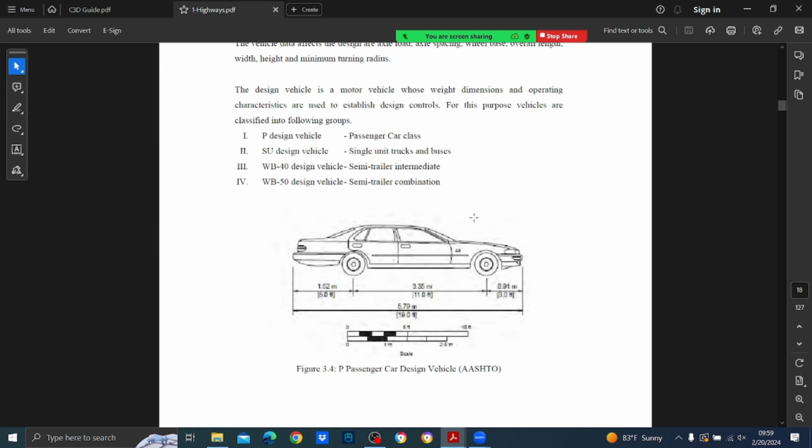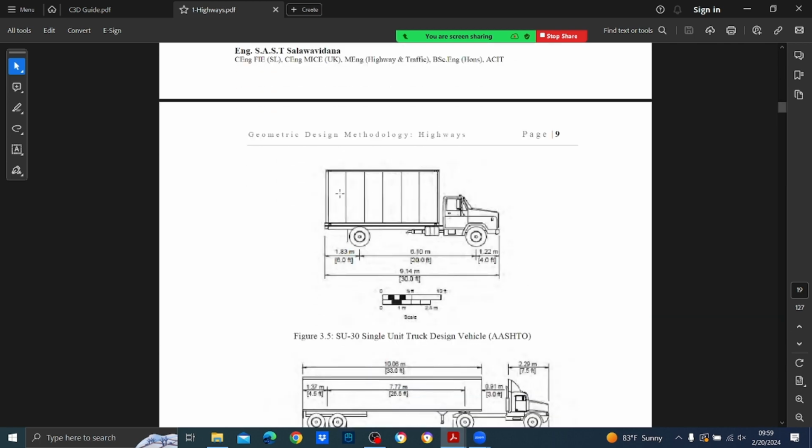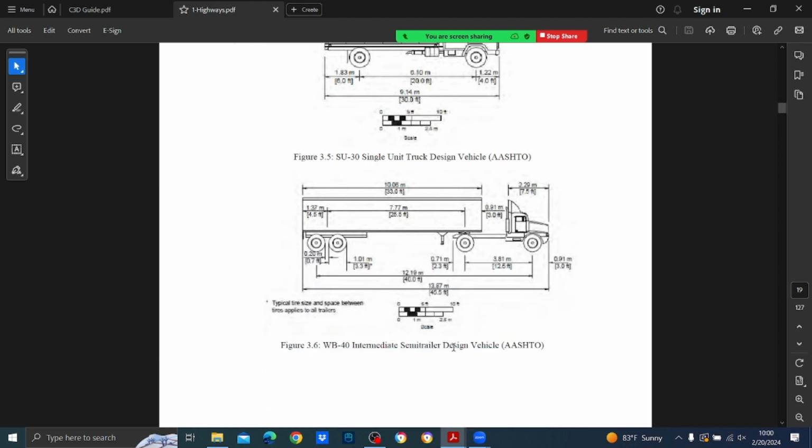Now Sri Lankan roads are usually designed for the SU design vehicle, that is the single unit truck. A single unit truck is the normal truck that you see on the roads. I'll show you that. It's this one, the SU design vehicle. So that means when national roads are being designed properly, a single unit truck can travel without any problem, but not a WB40 or a long vehicle.